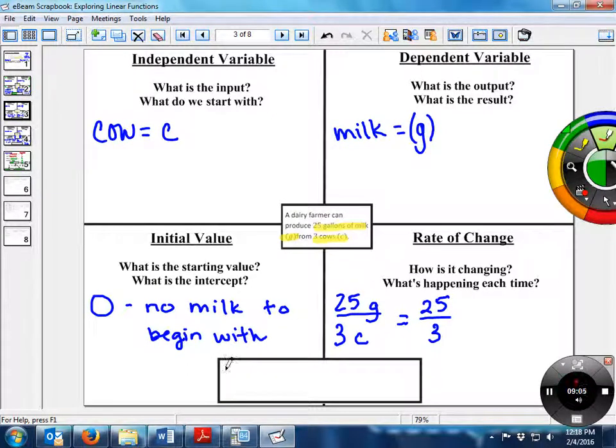Okay, we're going to use the equation y equals mx plus b again. And we're going to match it with everything in our chart to form the new equation. The independent variable is your x. The dependent is your y. Your initial is your b. And your rate of change is your m. Okay, so plug it all in. Your y is g. M is 25 over 3. X is going to be c in this problem. And b is 0. Now, you don't have to have that 0 at the end, but you can write it just to show that you do have the initial value.